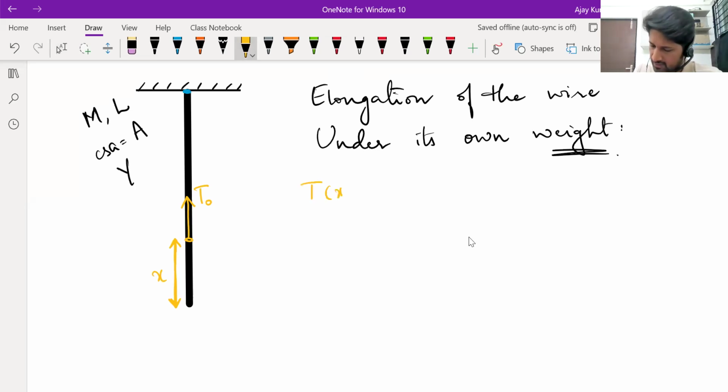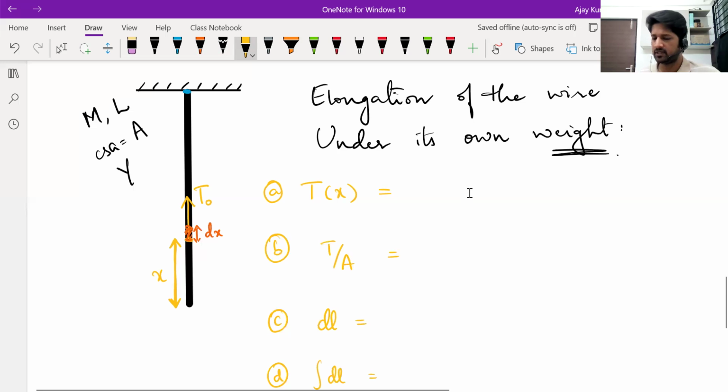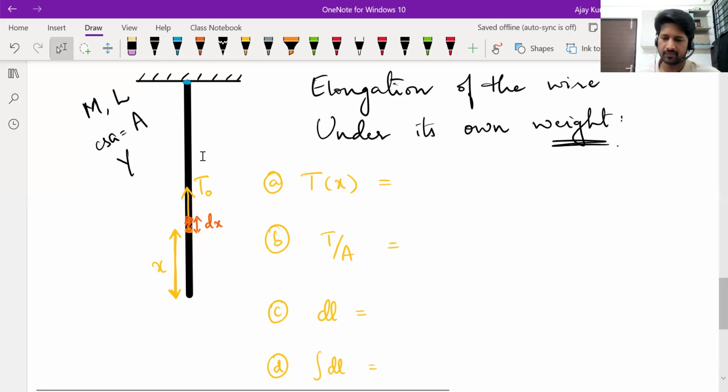First, derive tension as a function of x. Once you do that, divide it by area, you will get stress. Then you will see that the stress is non-uniform. So what you can do is assume that for a small length dx, maybe from here to here, the stress is uniform. Next, you will write an expression for elongation in that small length. And finally, you will integrate elongation in the small length to get elongation in the complete wire. Do this quickly, all of you. I'll give you all 3 minutes.